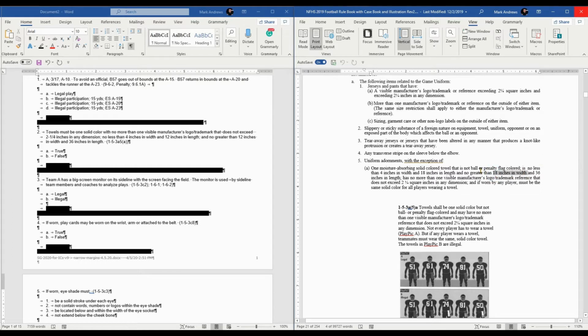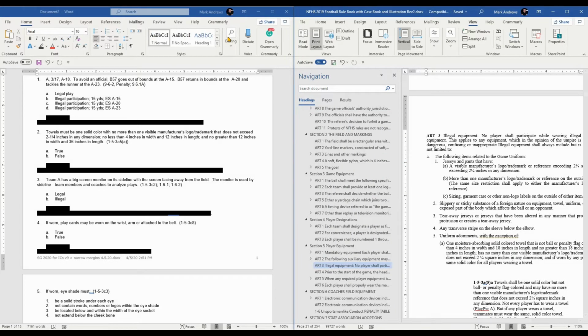The one other point that you want to make about towels is if anybody's wearing a towel, then all the players must wear the same color towel, okay? Again, don't get too fine on this, you new guys. If it's reasonable, then let it go. But this shouldn't be an adornment. It should be a useful tool for either cleaning their hands or cleaning the ball off. All right. So the answer to this one is false, and we're moving on.